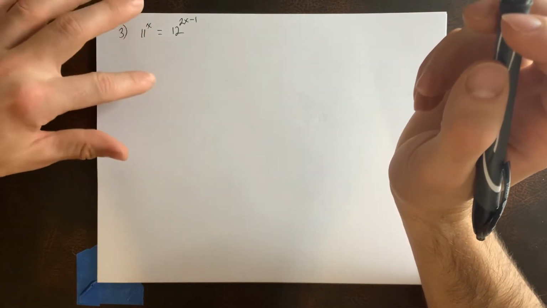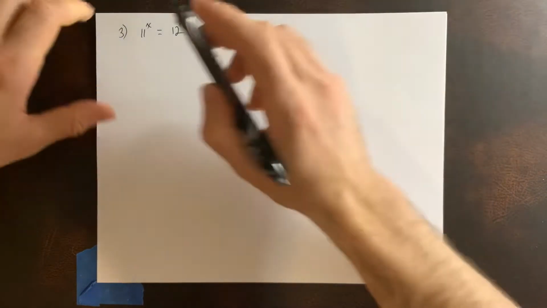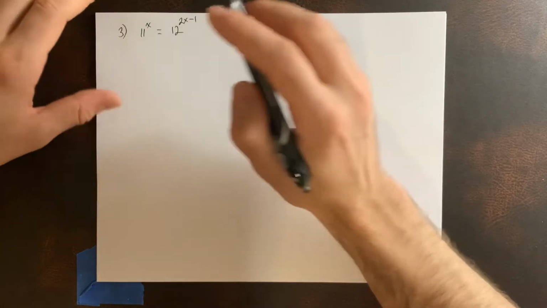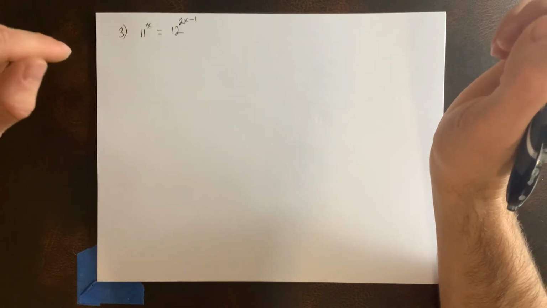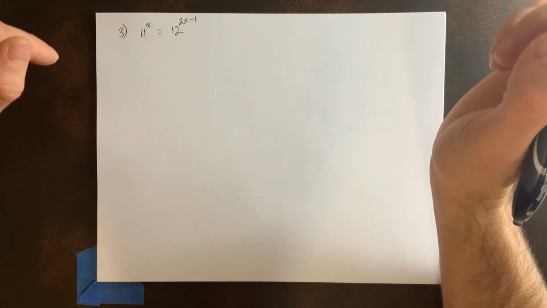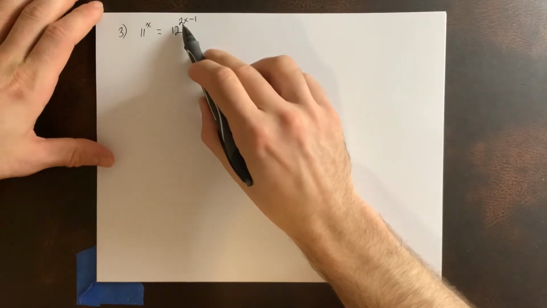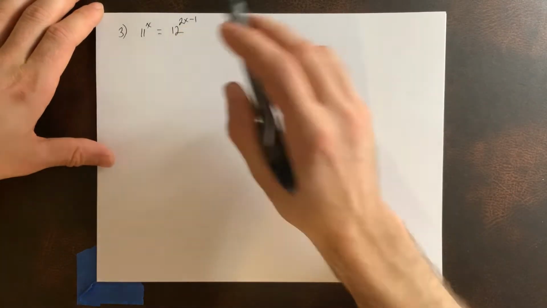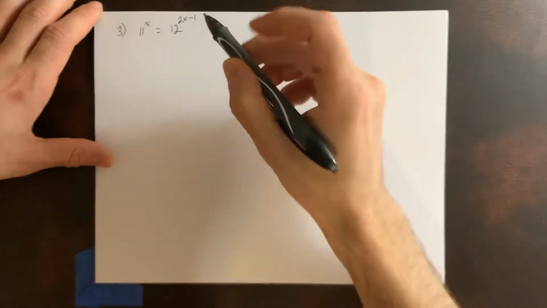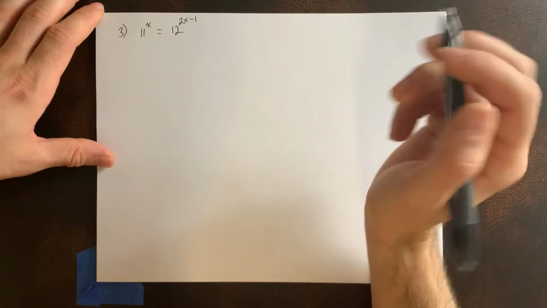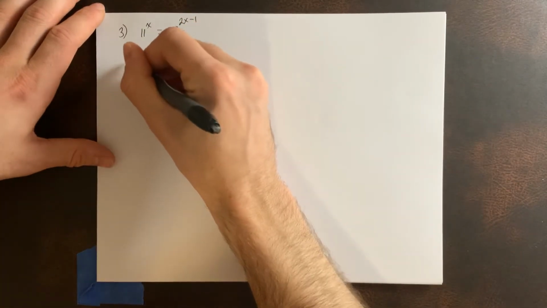So what we're going to want to do here is choose either 11 or 12, and take the log of that base of both sides. Let's choose log base 12, just because that one has the more complicated exponent. Either way is going to be fine. That's just what I'm guessing is going to be easier. So let's take the log base 12 of both sides.